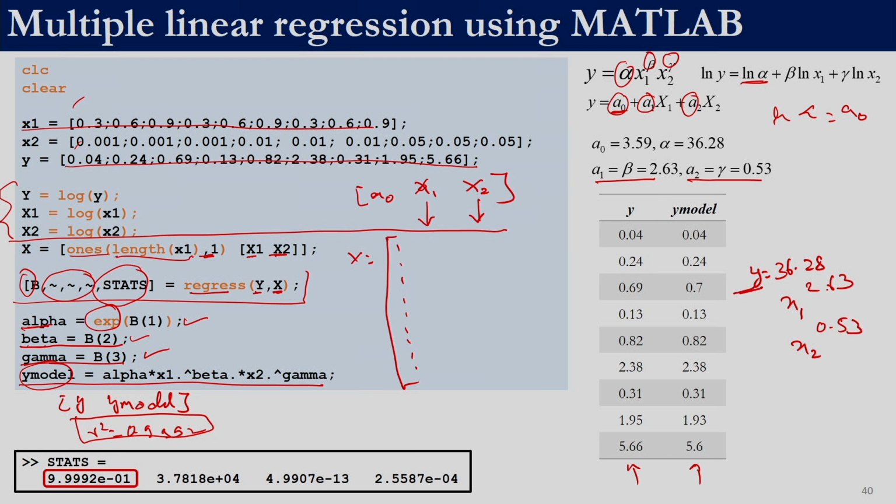So, for any x1 and x2 for which we do not have the value of y, for example x1 is equal to, again it has to be in the same domain, let us say x1 is equal to 0.4 and x2 is equal to 0.04, we can use this expression to find out the y values. So, that was one example for multiple linear regression.